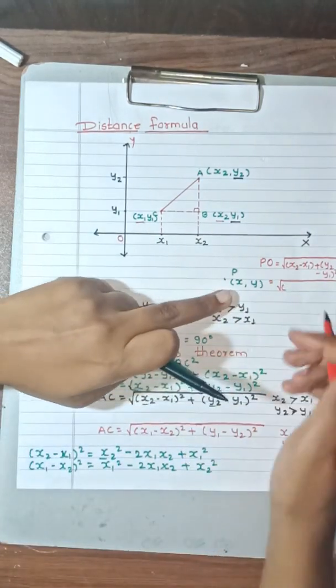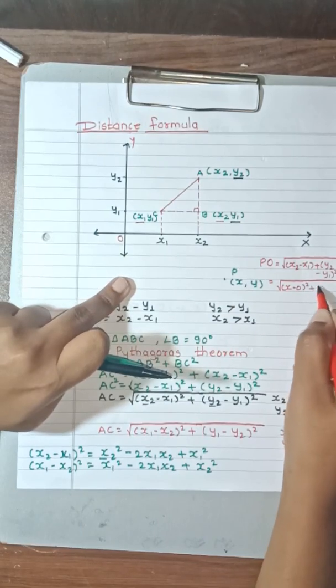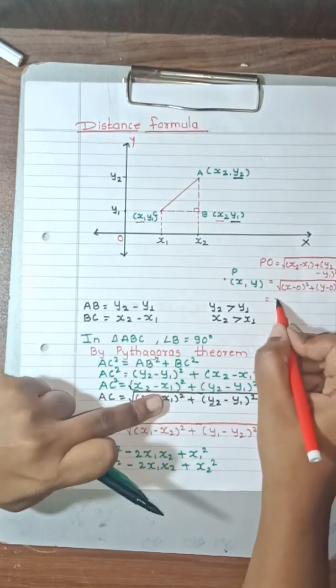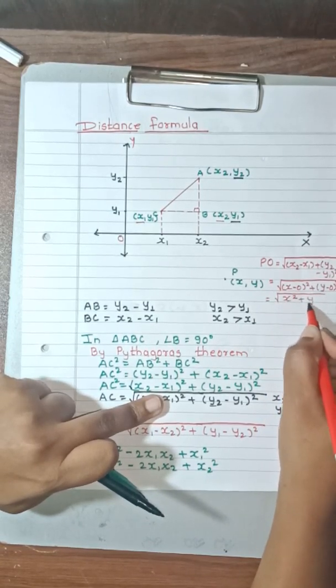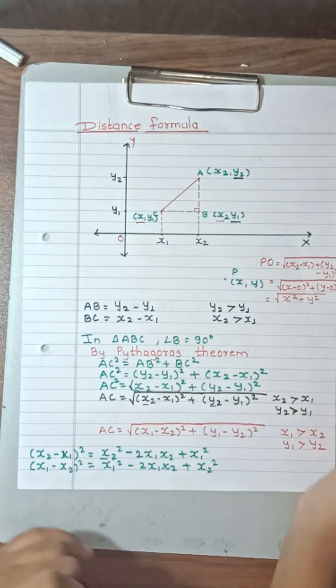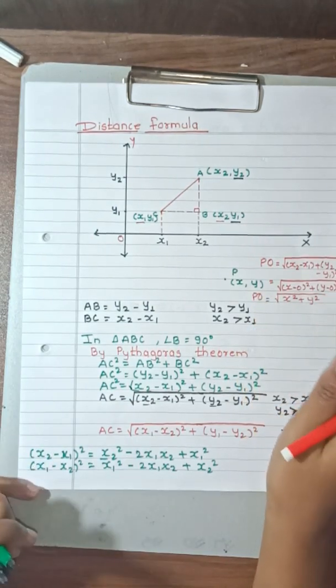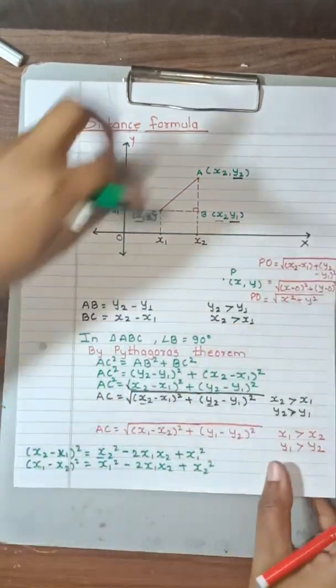Now x coordinate is (x minus 0) square plus (y minus 0) square. That will be equal to under root of x square plus y square. Okay. So PO will be under root of x square plus y square. Now let us move on towards practice set.